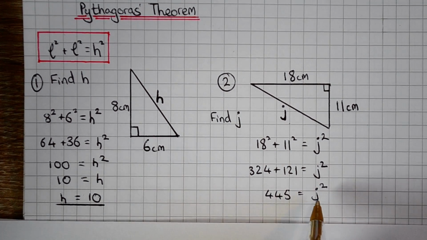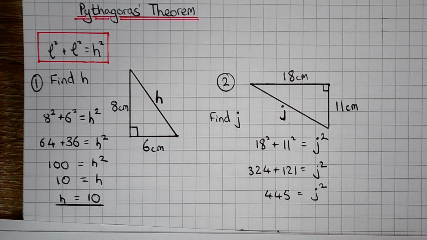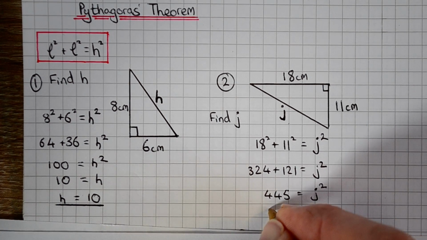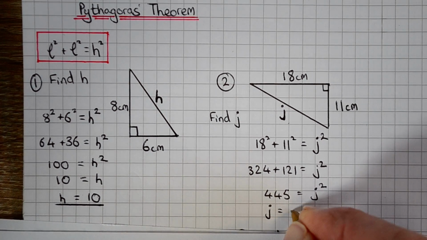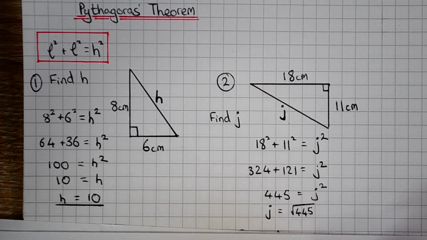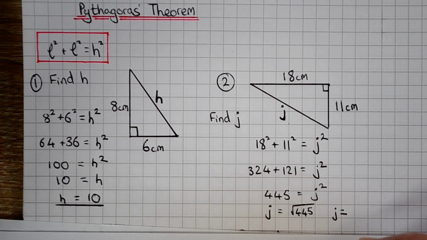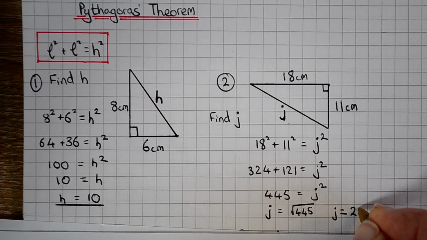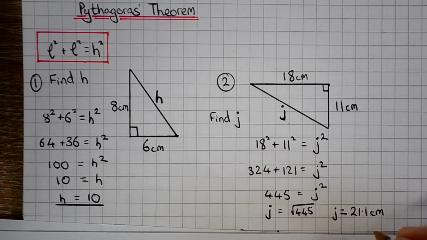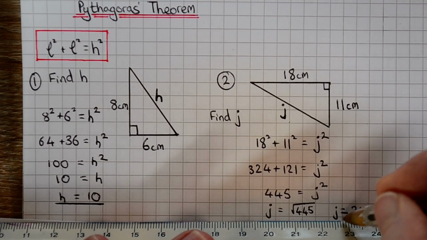So we found the square on the hypotenuse, that's the area, but now we need the hypotenuse itself, so we need to square root. So that's it exactly, or we can use our calculator and give it to 3 significant figures. And there we have it, our final answer.